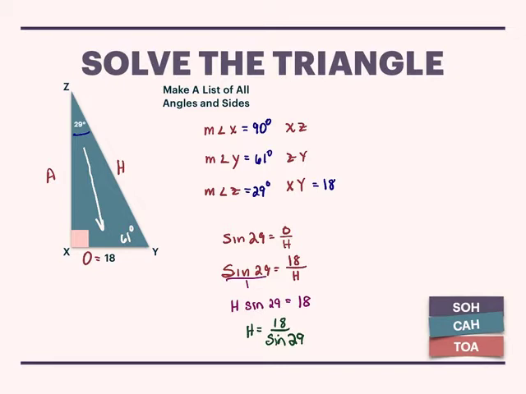I'm going to grab my calculator. 18 divided by the sine of 29. I'm getting a hypotenuse of 37.1. So now we know what this is. 37.1, that's zy. At this point, if you wanted to, you could use the Pythagorean theorem. I'm just going to continue on with trig since that's what we've been working a lot with.